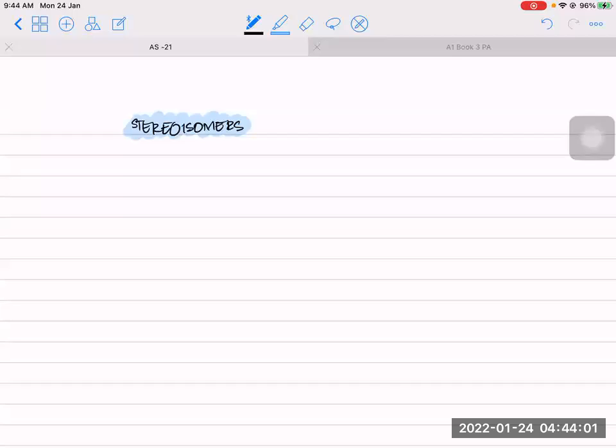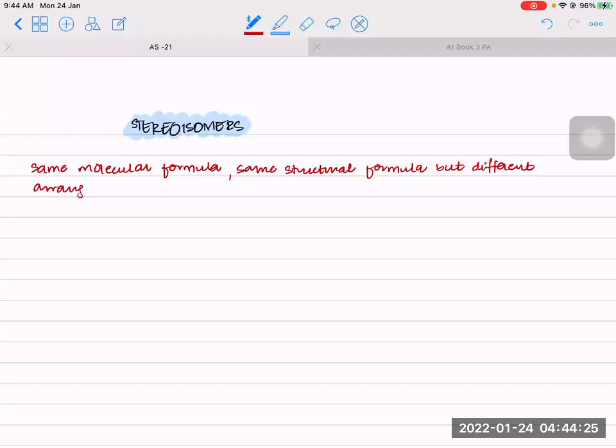Now let's see stereoisomers. Stereoisomers, we've already defined earlier when we were doing isomerism. They have the same molecular formula, the same structural formula, but different arrangement in space. So they are isomers with the same molecular formula, same structural formula, but different arrangement of atoms in space.